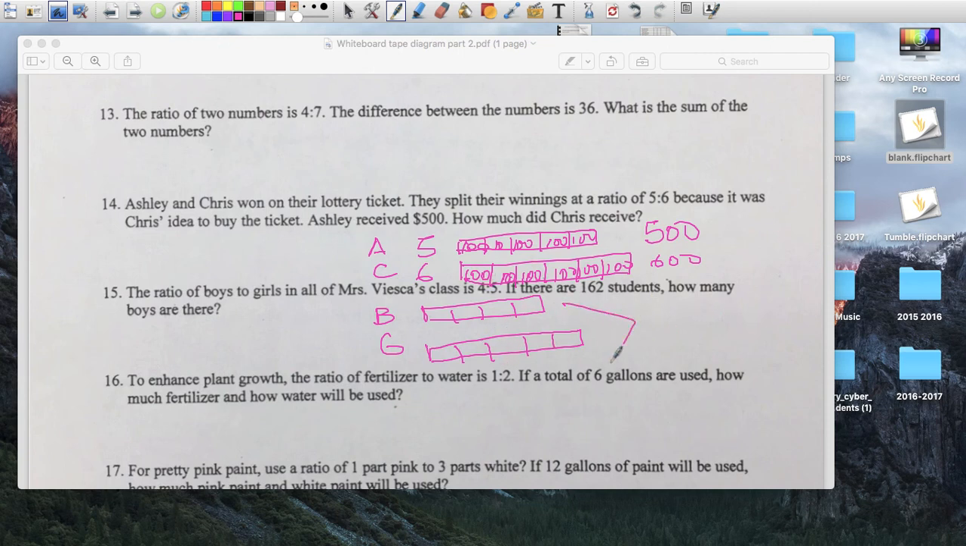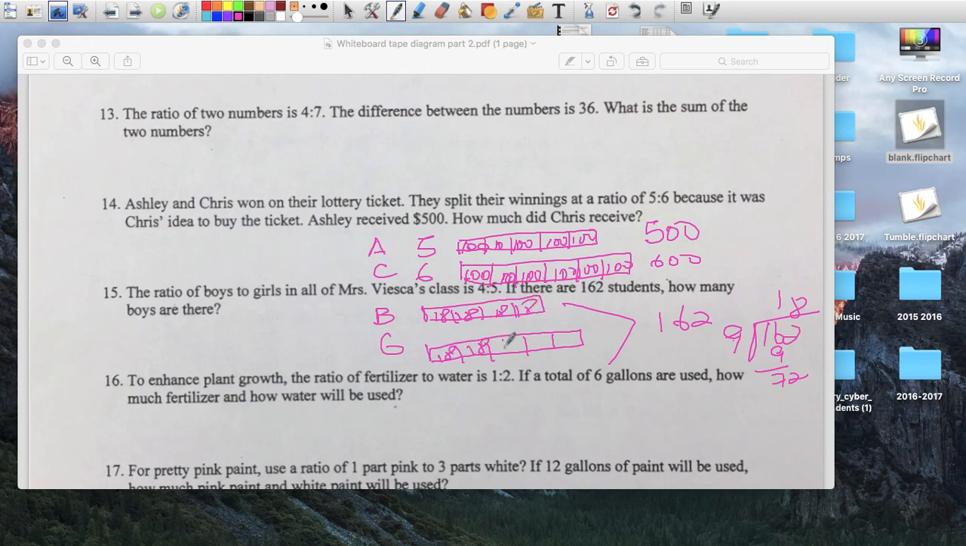Well, I know that all the boys plus the girls equals 162. How many squares are there? 1, 2, 3, 4, 5, 6, 7, 8, 9. So 162 divided by 9. Is that even possible? 9 goes into 16 once. Subtract, 72. Good. 18. So each one is 18.